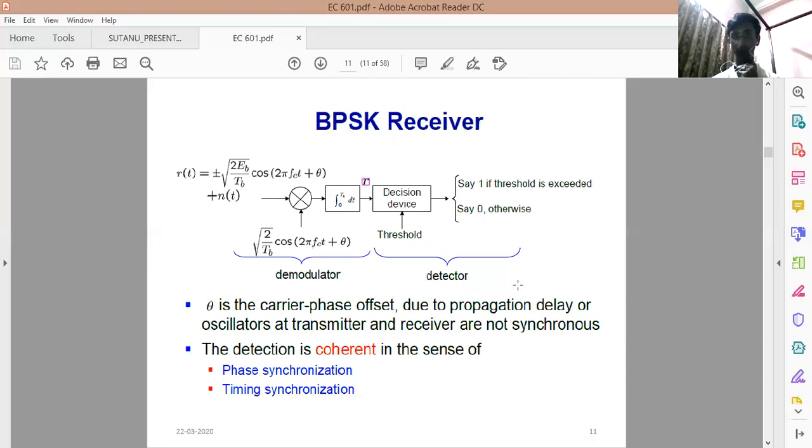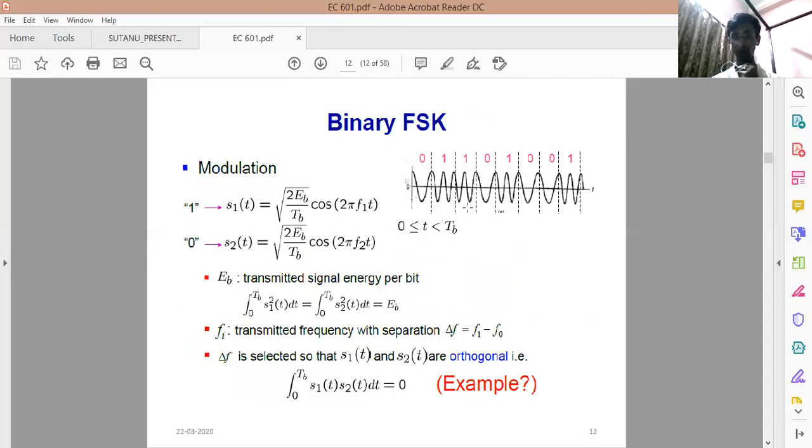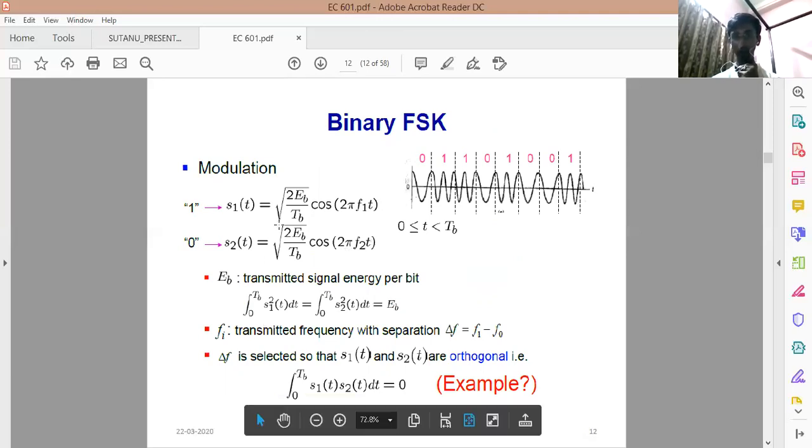You know the binary FSK. What is binary FSK? The frequencies are different. Here it is F1, here it is F2, and when I compute the energy per bit, it may be computed this way, the same thing as BPSK. Already I have discussed that delta F is selected so that S1(t) and S2(t) are orthogonal to each other. So when we compute it over the interval for a bit, 0 to TB, if you integrate it, you will get simply 0.